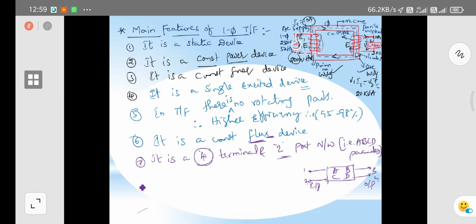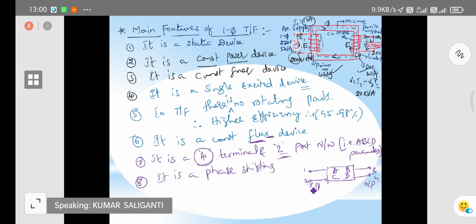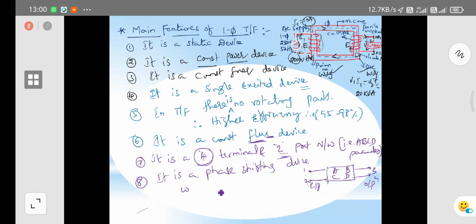Next point, it is a phase shifting device. It is a phase shifting device with 180 degrees phase displacement.